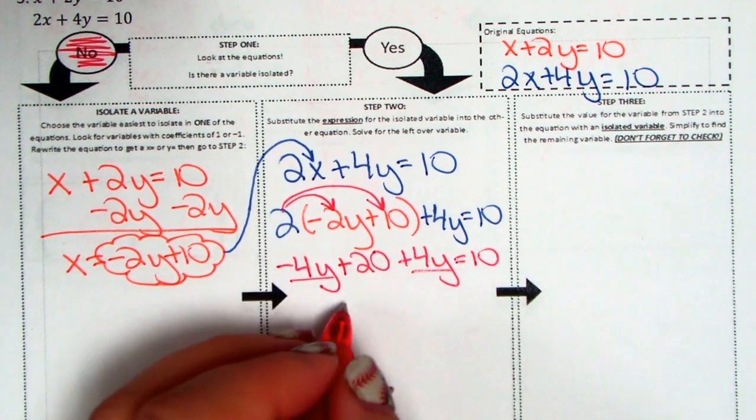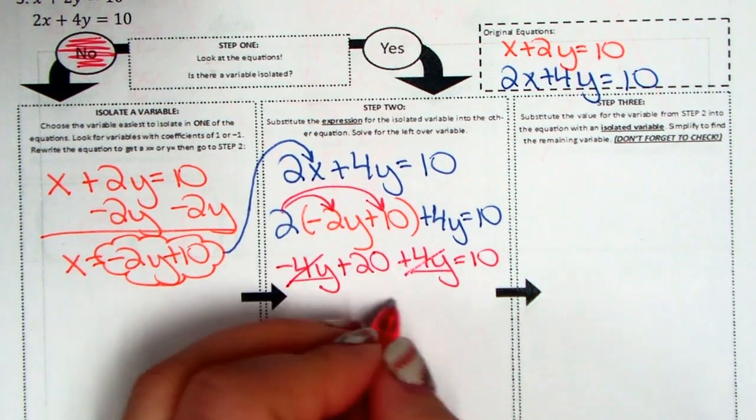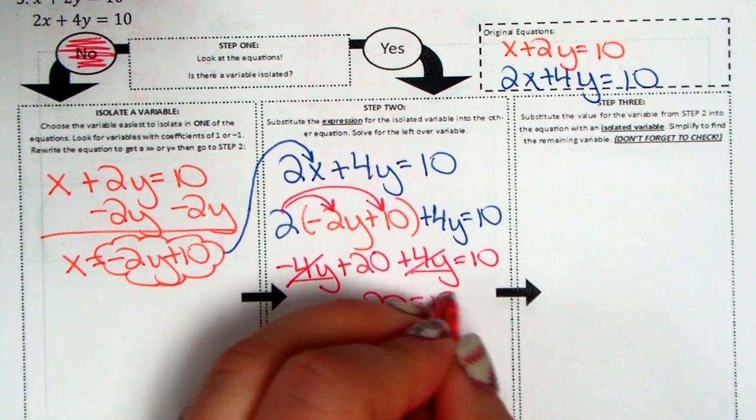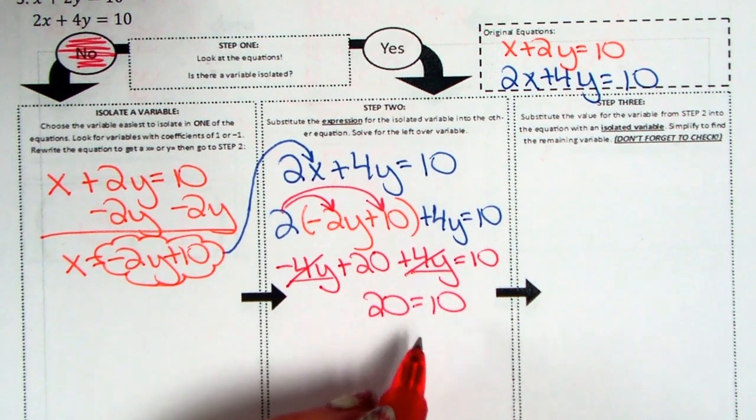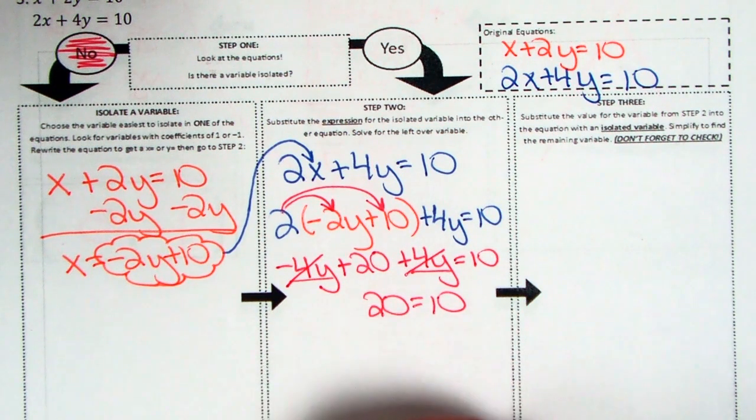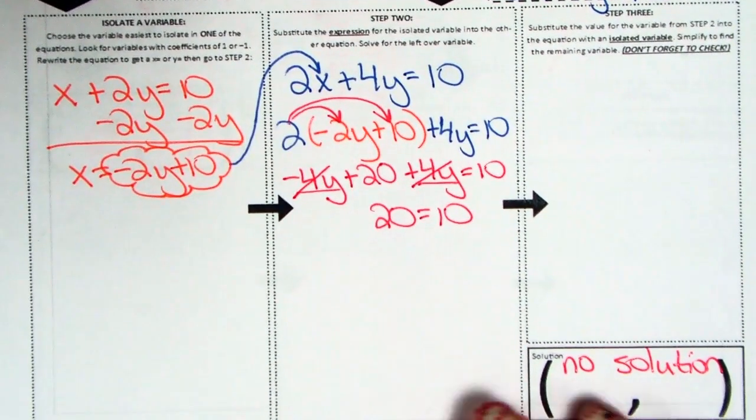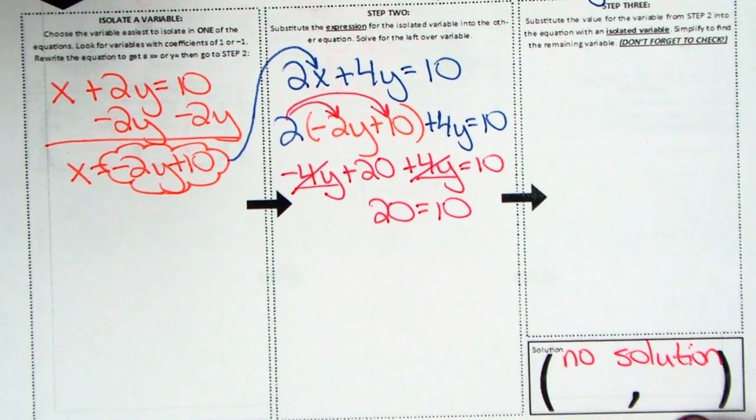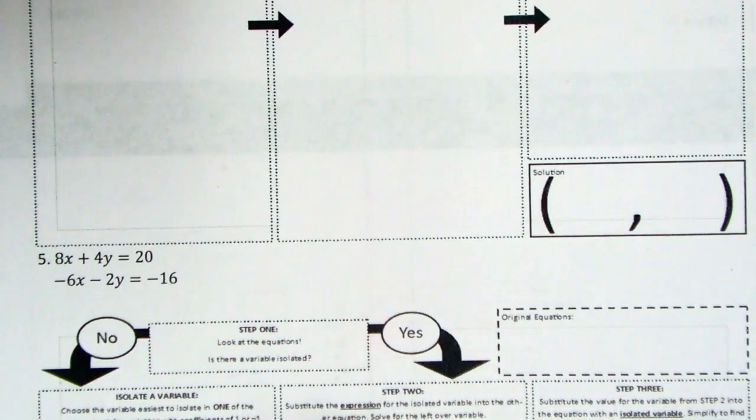Combine like terms. Negative 4y plus 4y actually cancels, and we're left with 20 equals 10. Remember, we wrote down in our table that if all of our variables cancel and we're left with a false statement, then my actual answer is just no solution, which we would describe as an inconsistent system. Turn the page. Let's take a look at number 4.